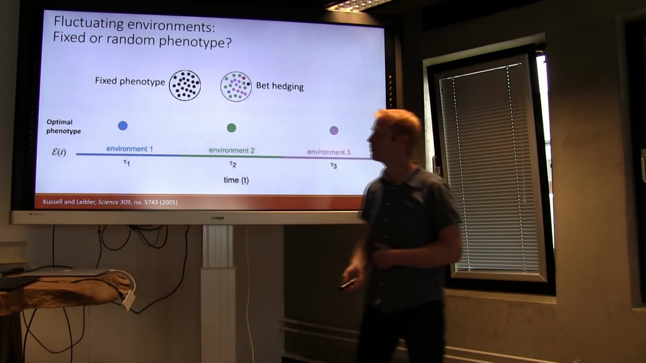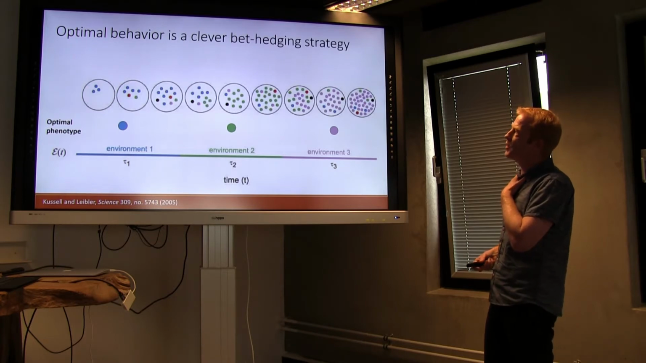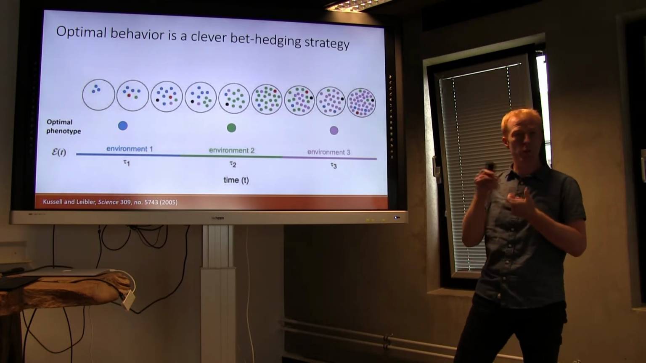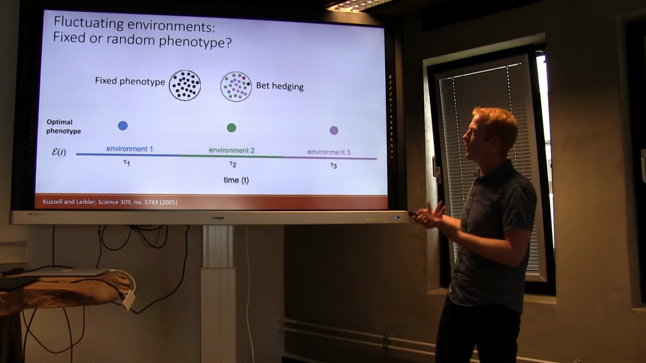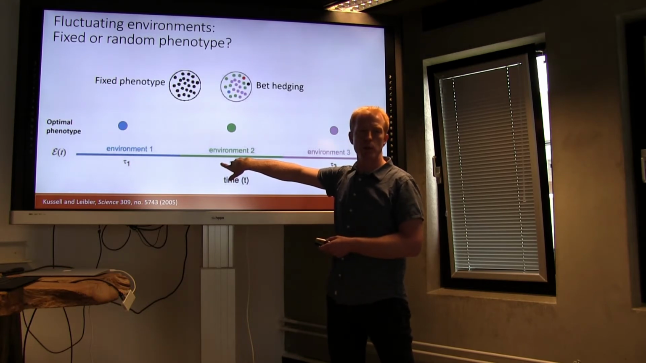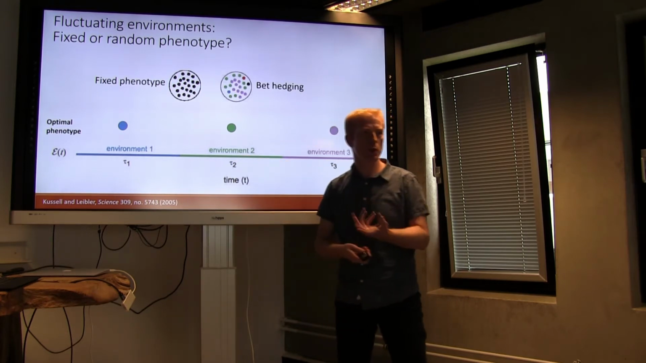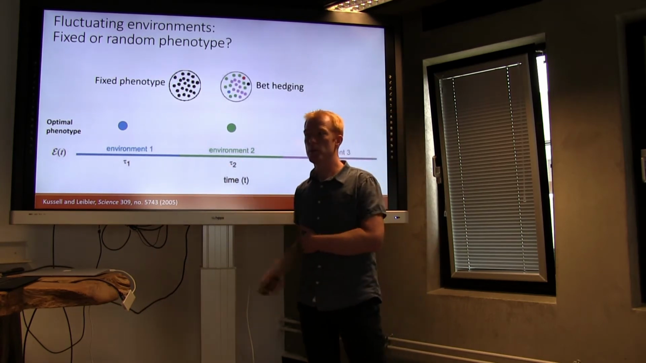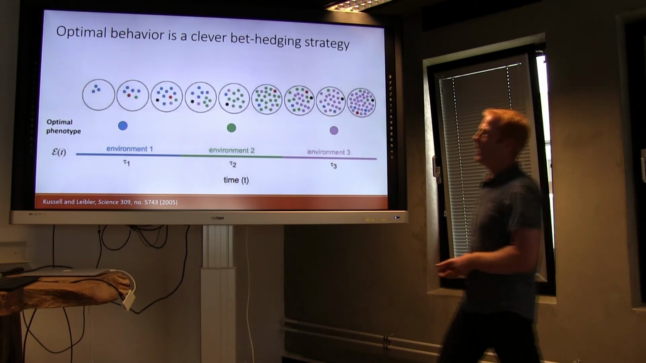So what is better? And you can model this, you can do the calculations, and it turns out that the optimal behavior in this case is a clever bet hedging strategy, where you actually switch between those phenotypes such that, essentially, if on average the environment is often in the green environment, you should switch to that environment more frequently and leave it less frequently, basically. So the statistics of your own switching should be matched to the frequency of the environment. But if you do that, then it's actually better to have the bet hedging strategy. And it works like this.